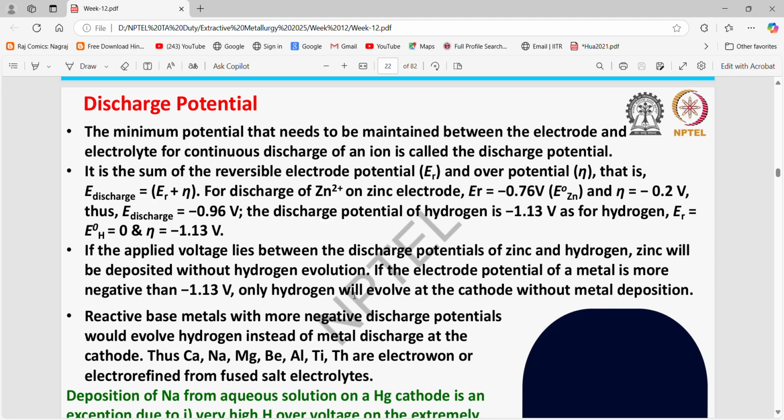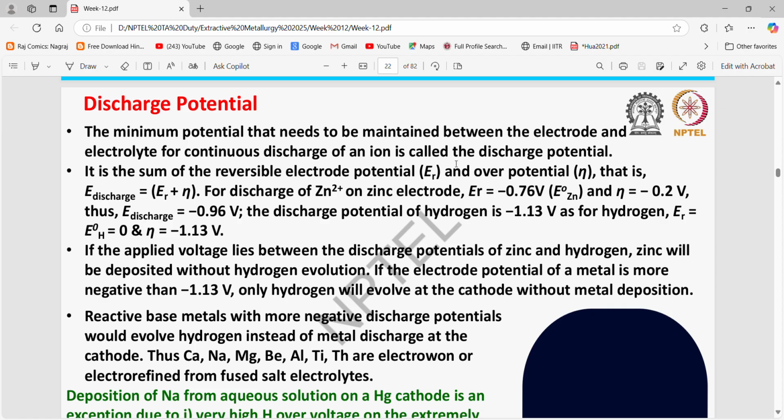The discharge potential of hydrogen is minus 1.13 volt. As for hydrogen, ER, that is EH, equals 0 and eta equals minus 1.13 volt. So hydrogen is generally used as a reference potential because it has an electrode potential of 0.